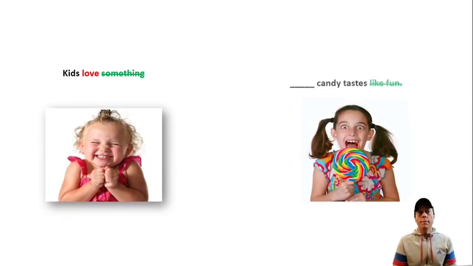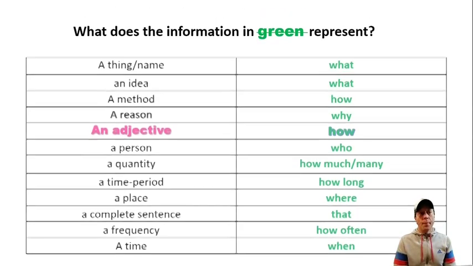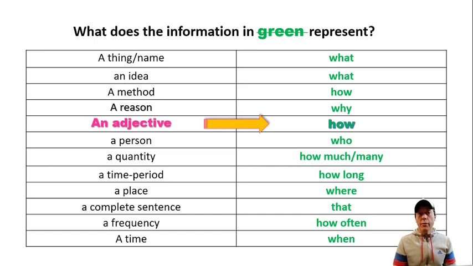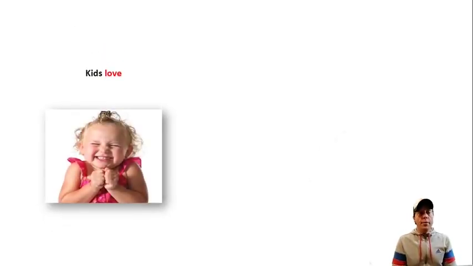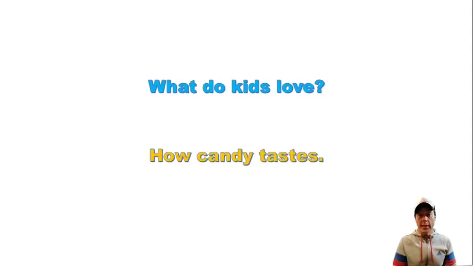Let's look at another example. Kids love. Candy tastes like fun. What does fun represent? Is it like a noun, verb, adjective, or adverb? What kind of word is fun? The green represents an adjective, and if you're substituting an adjective, we use the word how. Once again, we use how. And therefore, kids love how candy tastes. And the question would be, what do kids love? How candy tastes is the answer.